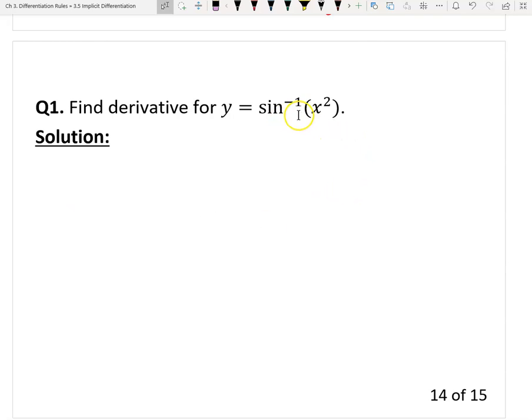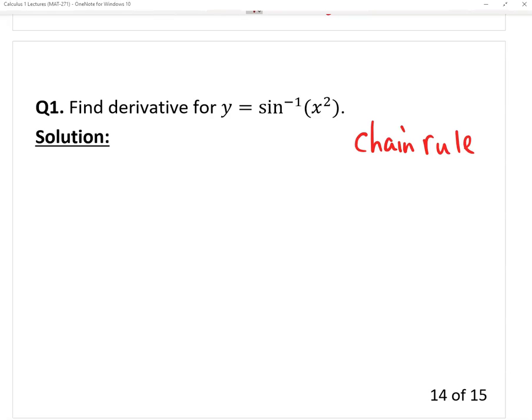This time we do have a composite function, right? So we have to use the chain rule. This composite function, of course, we have to use the chain rule. All we need to do is just use the chain rule.